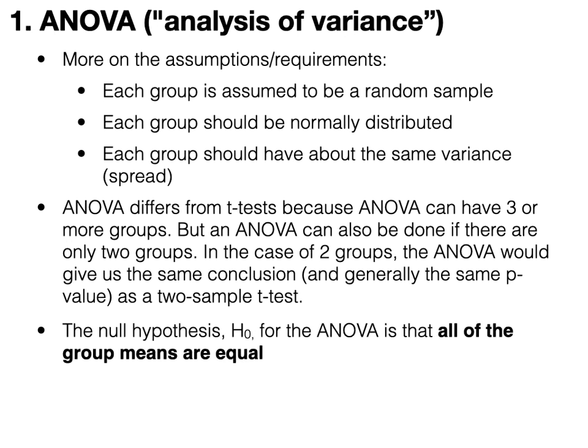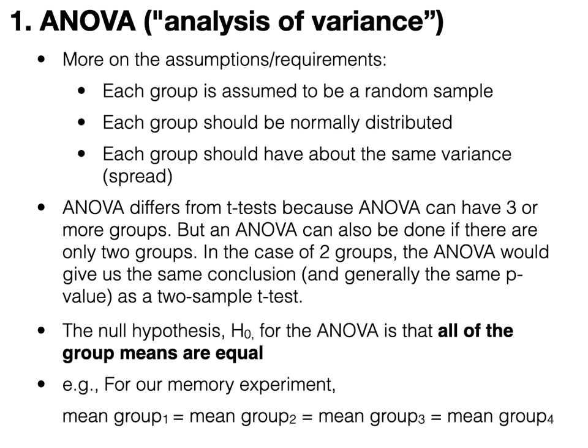The null hypothesis for the ANOVA is that all of the group means are equal. For example, for our memory experiment, the null hypothesis is that the mean of method 1 is equal to the mean of method 2 is equal to the mean of method 3 is equal to the mean of method 4.